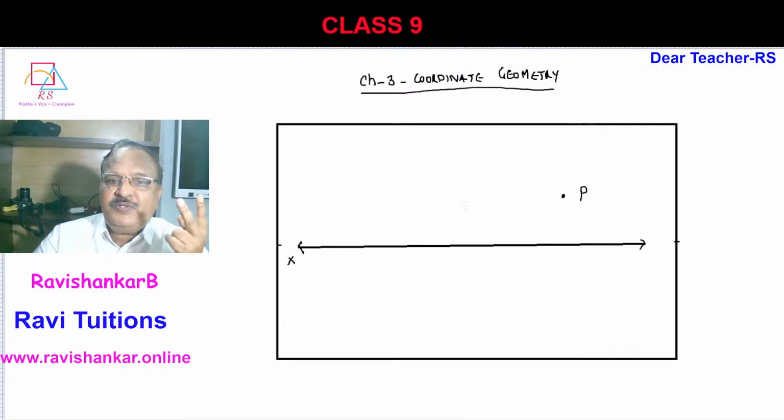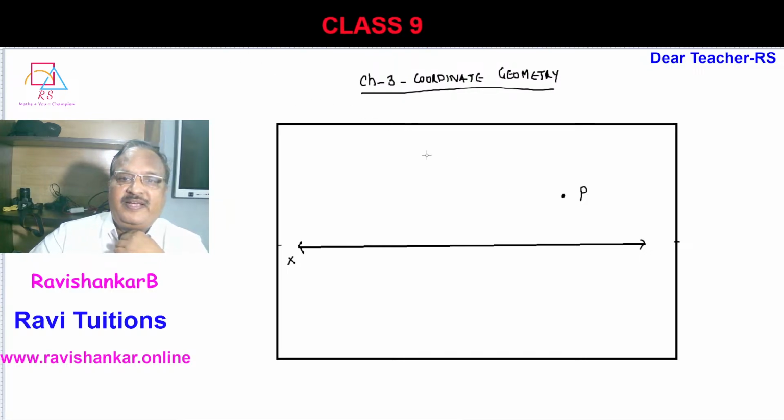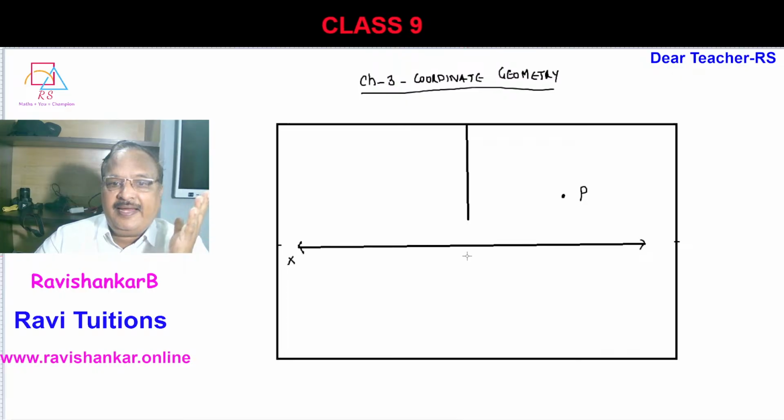So this is the first part. Now where is P? It is in the top part. Then how do we locate it further? More specifically, it is above the x-axis, above the horizontal axis. So there is one more line, a vertical reference line. This is called the y-axis.